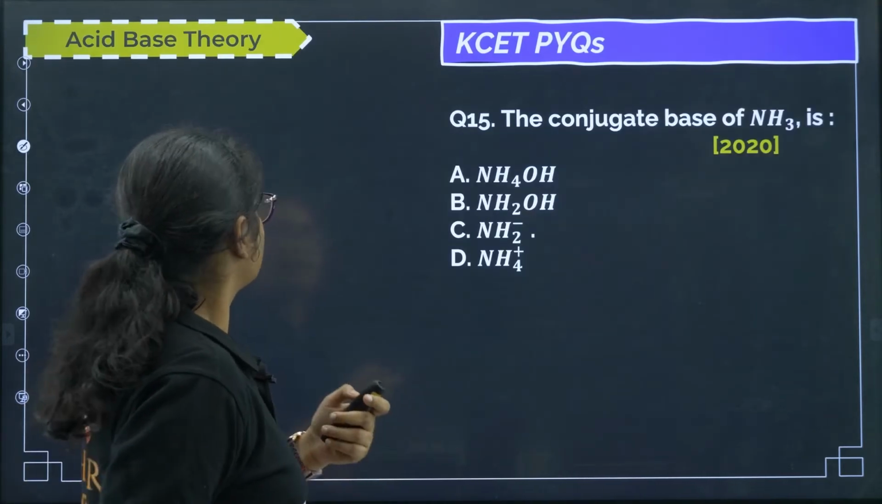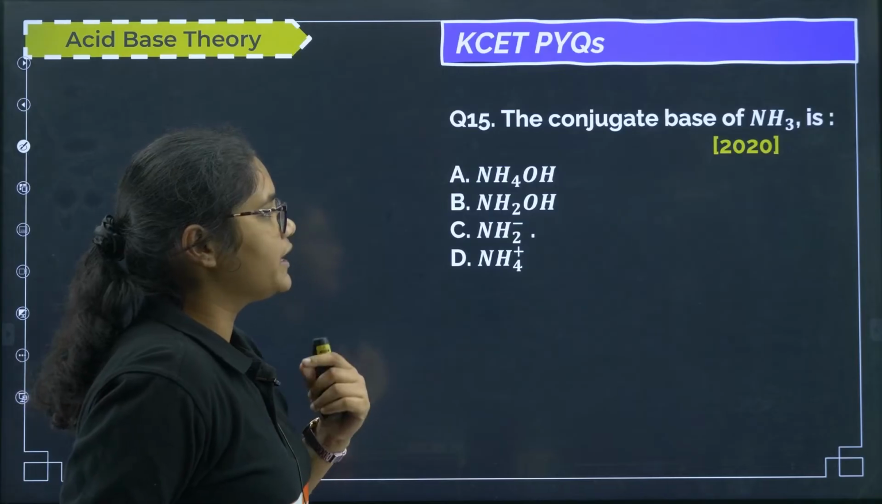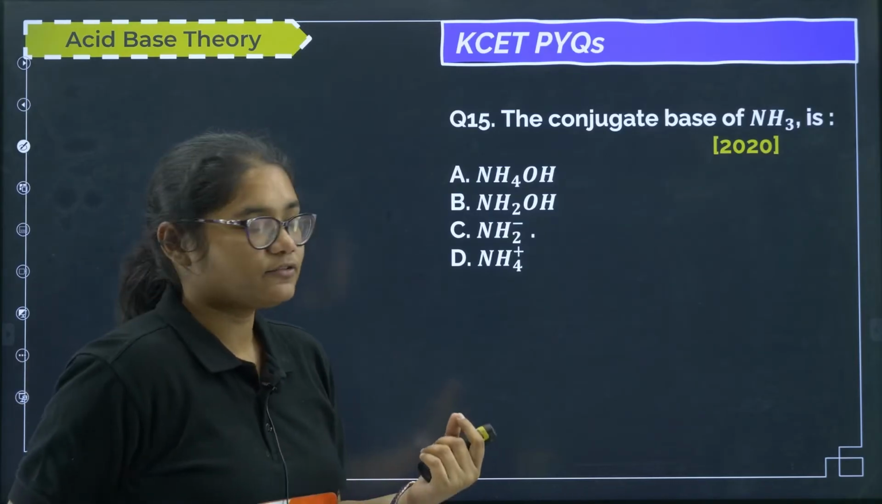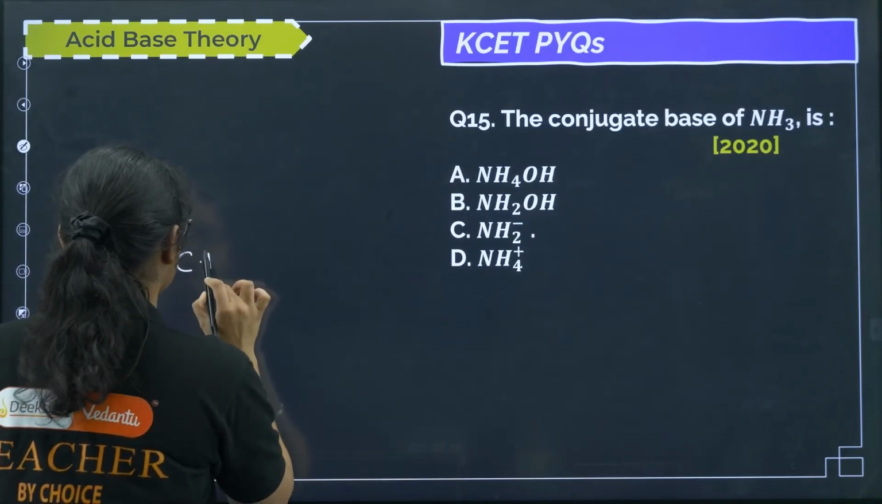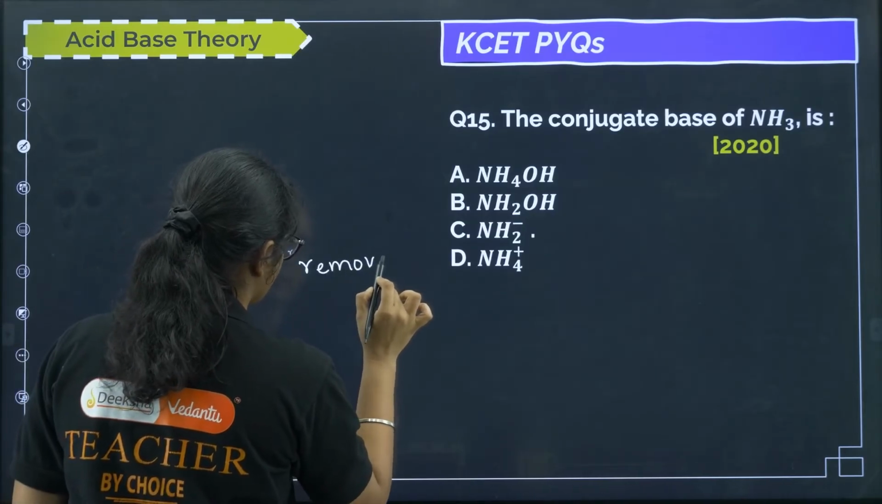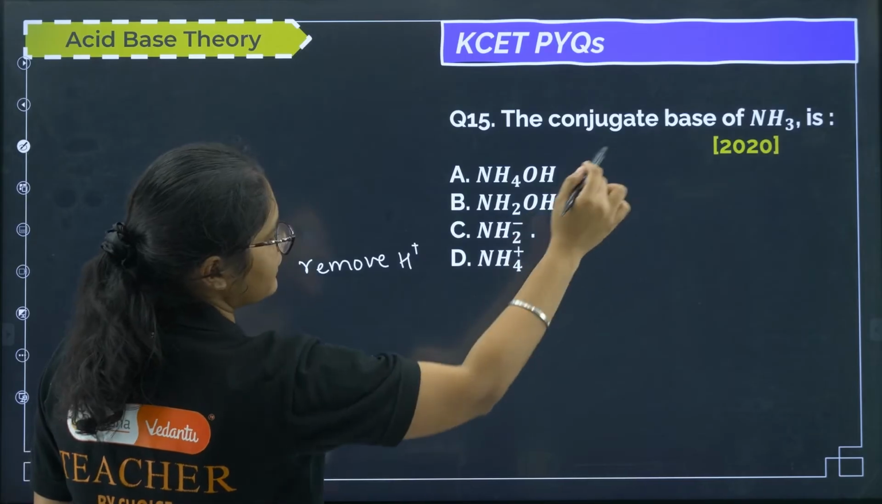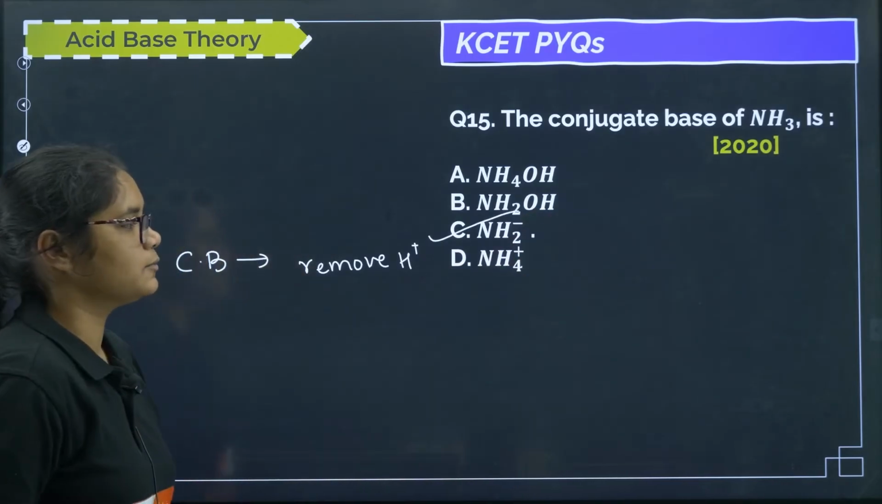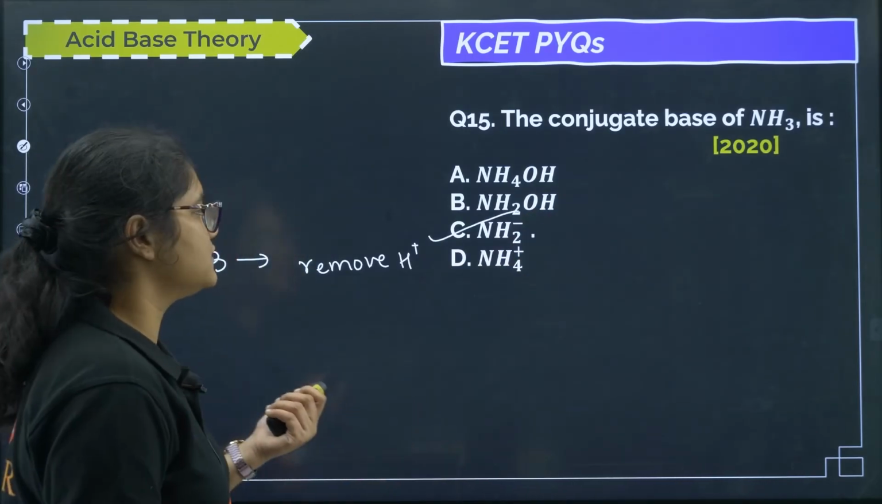Okay. Next is from acid base theory, the conjugate base of NH3. So if I remember, if you want to find the conjugate base, what you need to do is remove H plus, right? So if I remove H plus from NH3, it will become NH2 minus. Option number C is the correct answer here.